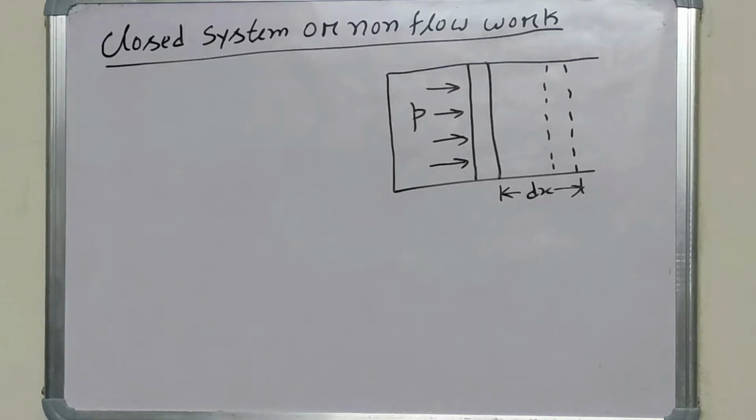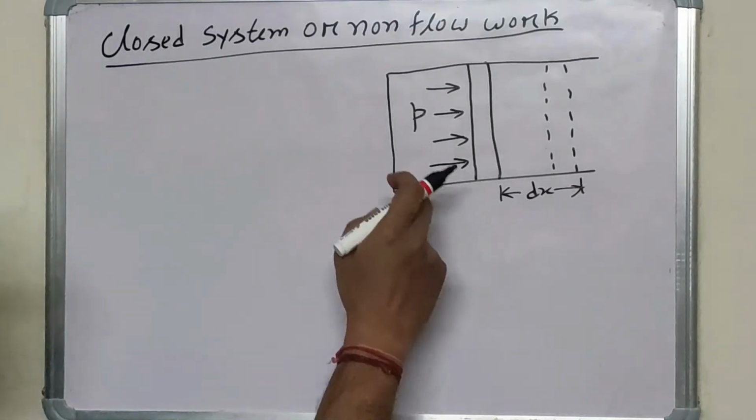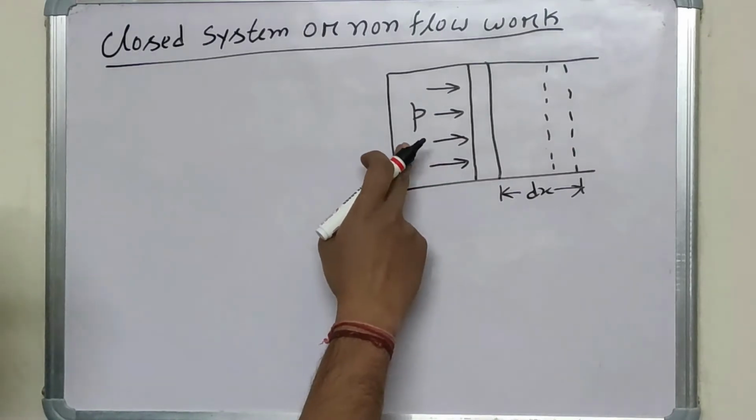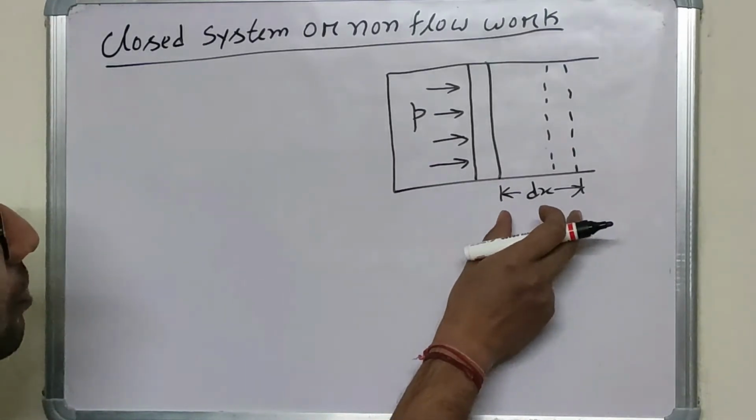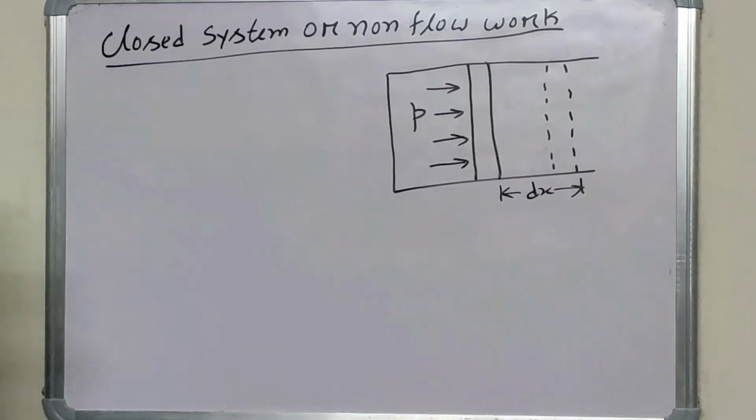Today we'll discuss the closed system or non-flow work. Here there is a piston cylinder arrangement having a pressure P, and the displacement of the piston is x.